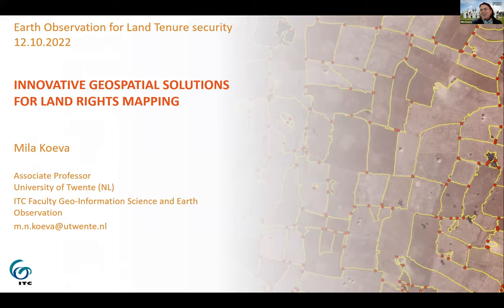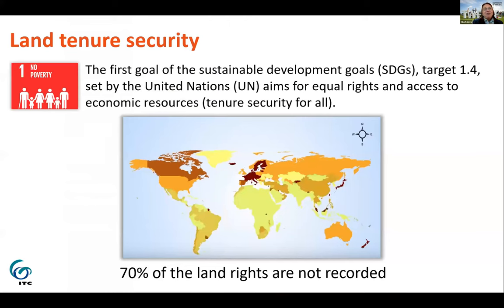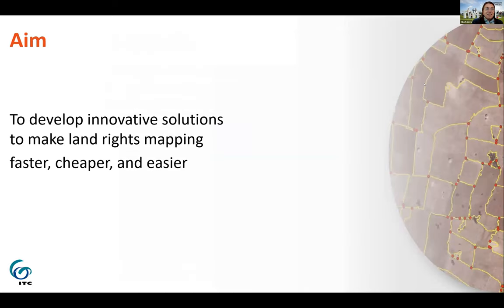Thanks very much for inviting me to be part of this seminar. Today I will talk about innovative geospatial solutions for land tenure mapping. And my talk is really very much linked to what Rohan has said before and a very good continuation, because as he also mentioned, we try to focus on solving problems related with Sustainable Development Goal 1, or more particularly, as he also mentioned, target 1.4, which means equal rights and access to economic resources for all, which we translate as tenure security for all. And also, as Rohan has mentioned, 70% of land rights are not recorded. So we have a lot of work to do. And we are trying to think, how can we do that as fast and as efficiently as possible?